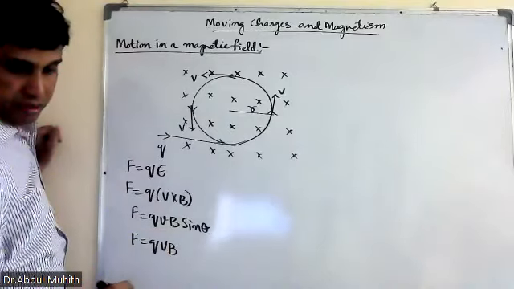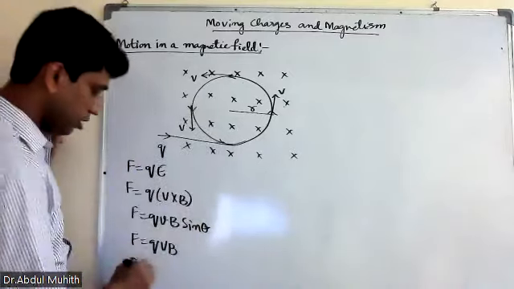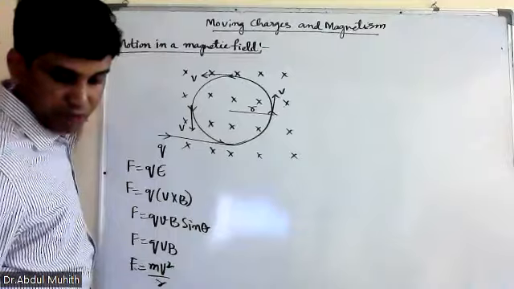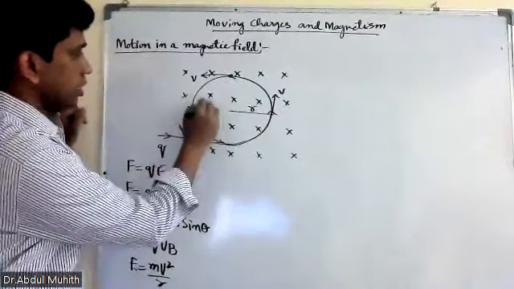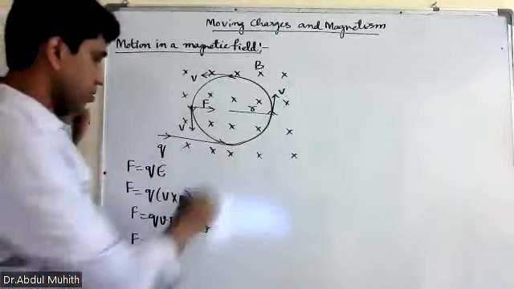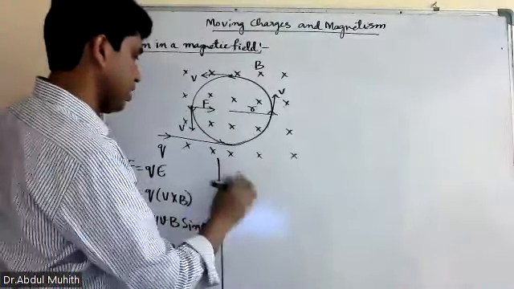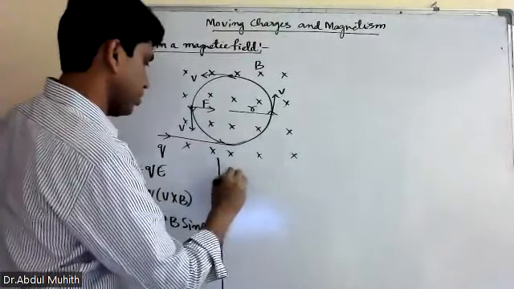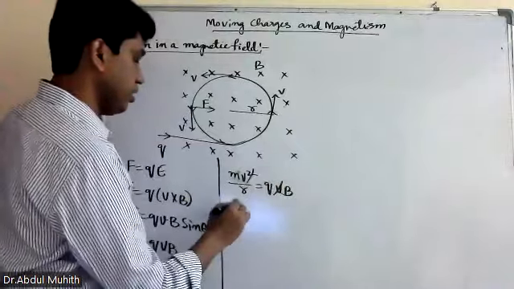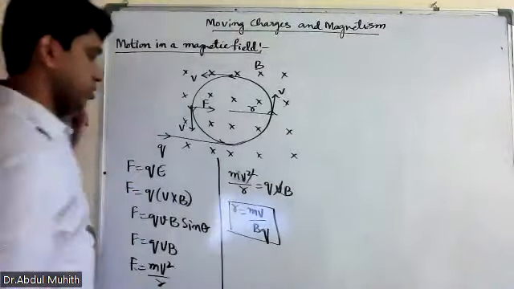Is that clear? Now we have the centripetal force also. When a particle is moving in circular motion, there is a force acting towards the center, which is equal to mv square by r. B is the magnetic field. So mv square by r is equal to QVB. This and this will go away. R is equal to mv by Bq. This is the formula for the radius.